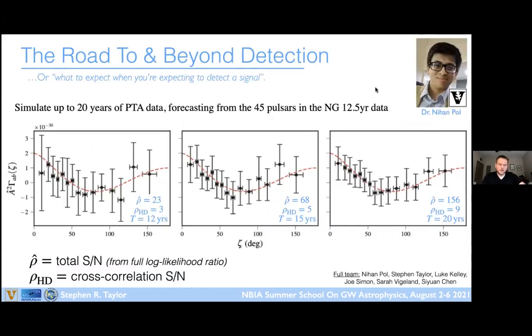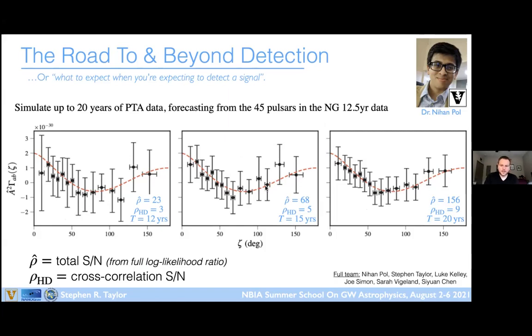Okay, I've got a limited amount of time here, and I'm going to try to fit in as much as I can. But I wanted to give you a view of the next years of pulsar timing array science. We decided to look ahead, given the exciting results from the NANOGrav 12.5 year data. We decided to forecast what we might see and when we might see it if this were a gravitational wave signal. So along the panels here, you're seeing a progression in time of data going from 12 years up to 15 years up to 20 years.